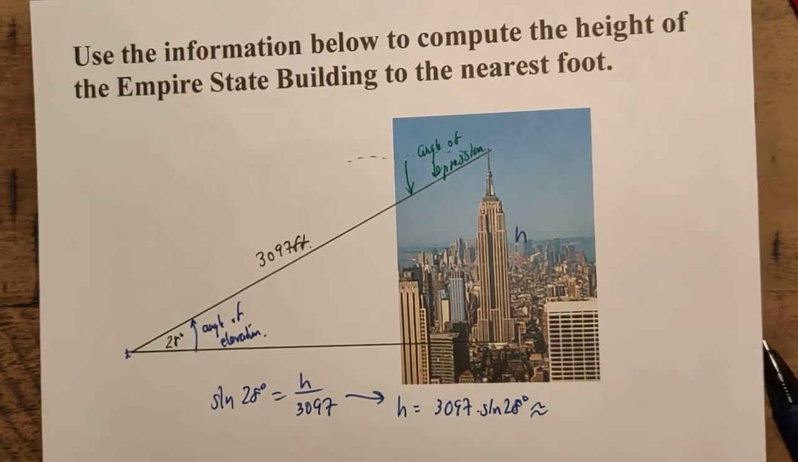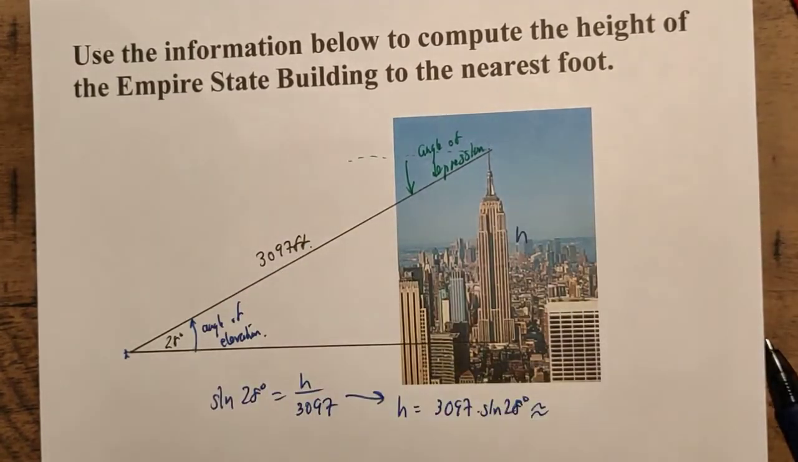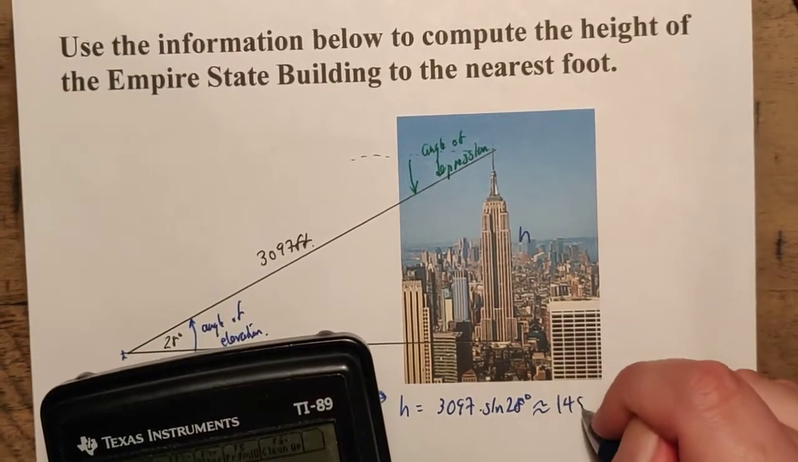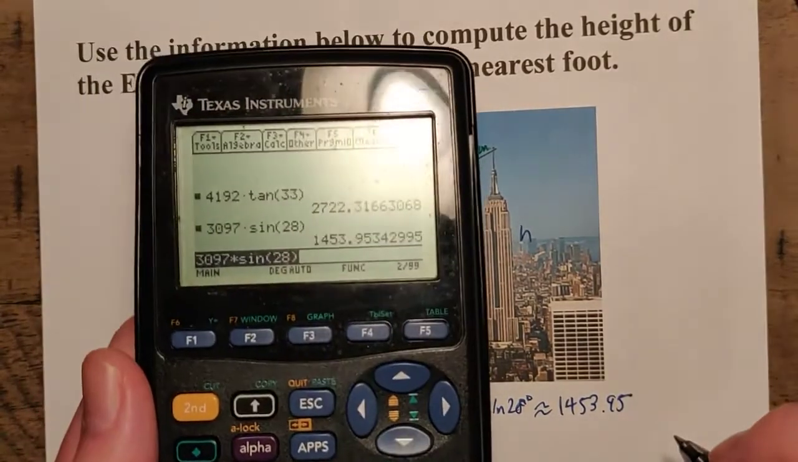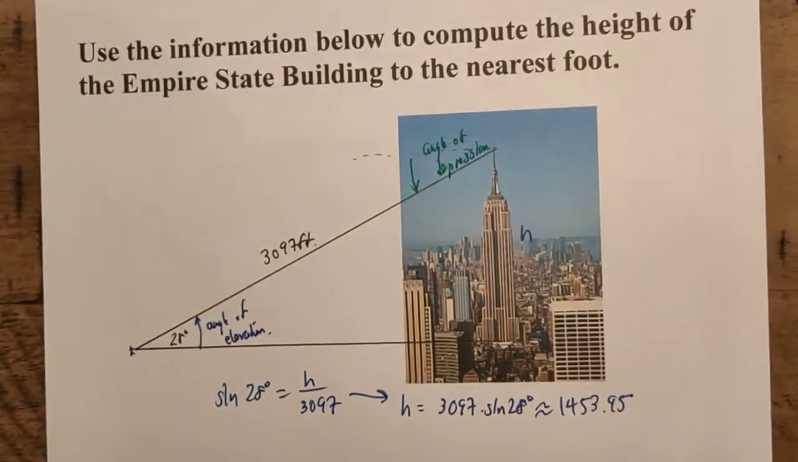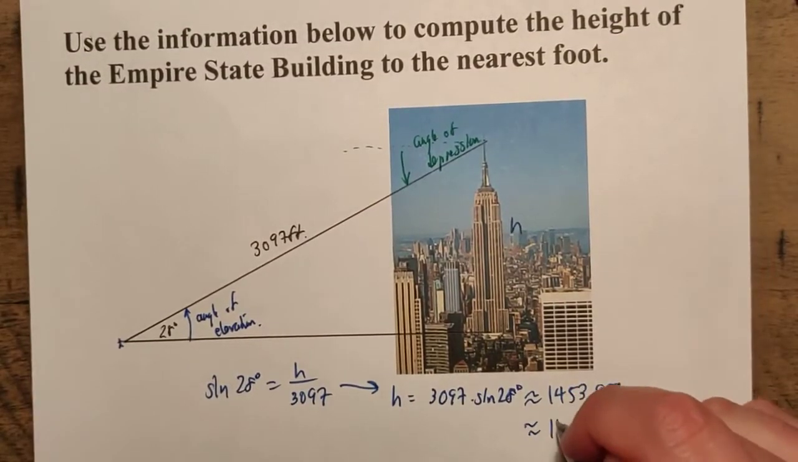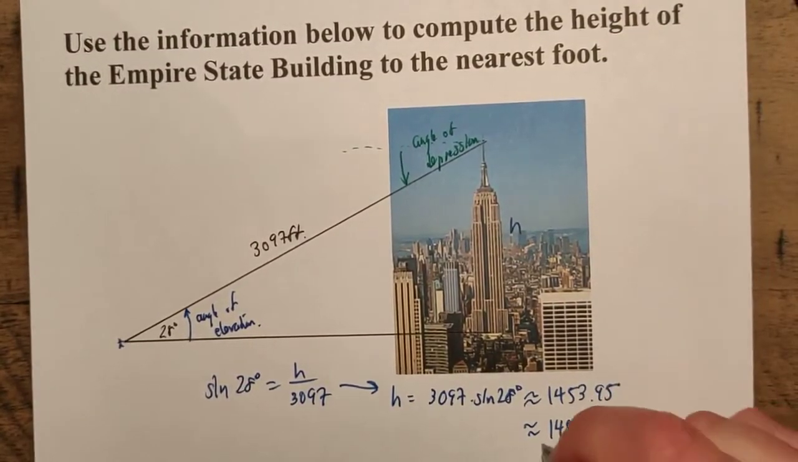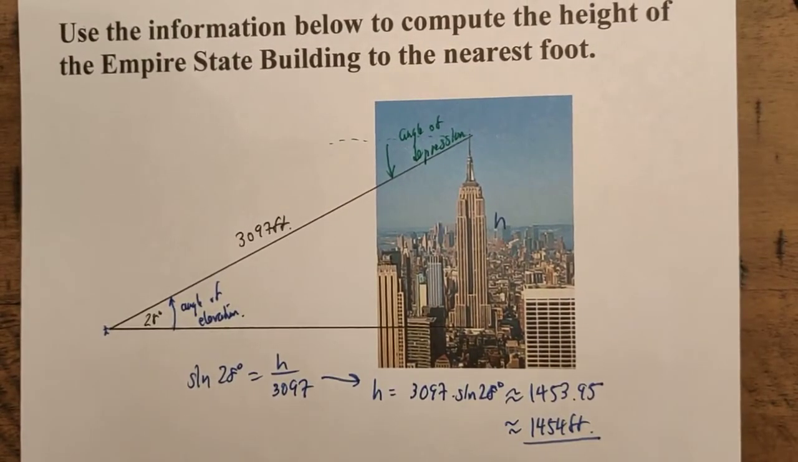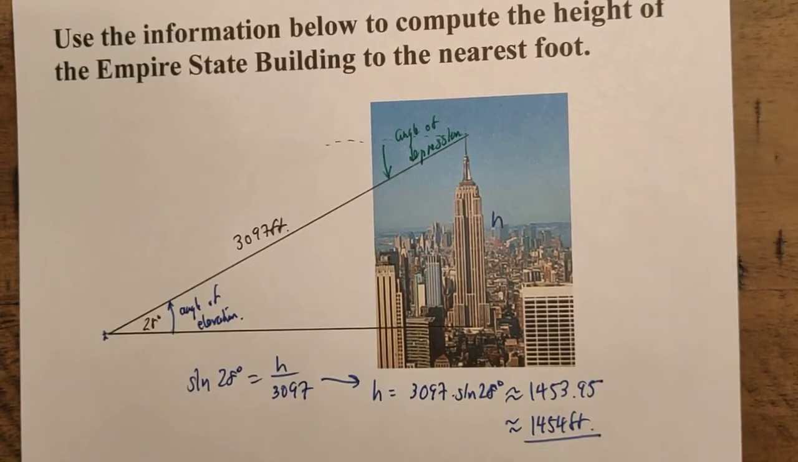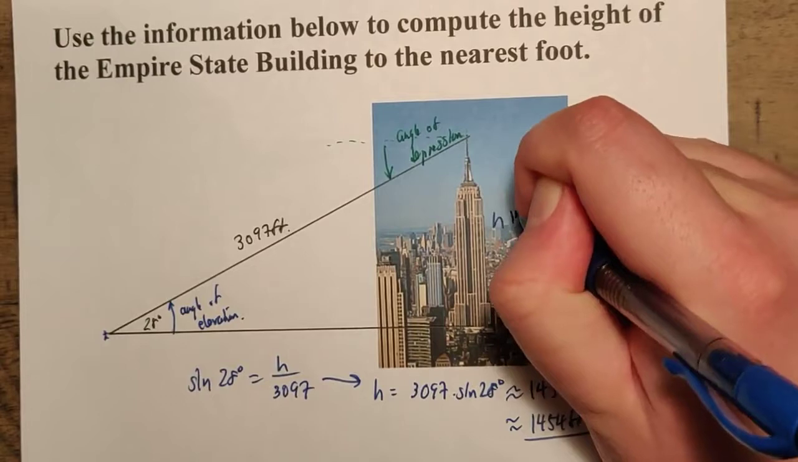And that we can put into the calculator. You can go ahead and do that, and you find that this is approximately 1,453.95 feet. As you can see, I have that in my calculator, like so. And that rounds to 1,454 feet. So we can see that this is approximately 1,454 feet, which makes sense. Now we've determined that the height here is 1,454 feet.